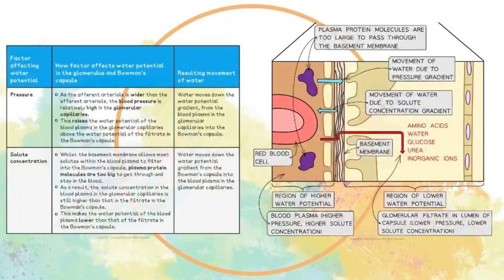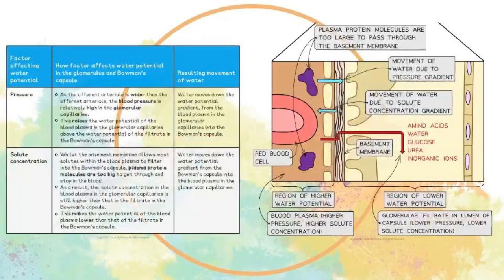But overall, generally, the effect of the pressure gradient is going to outweigh the effect of the solute gradient. So what that means is the net movement is still going to be from the capillaries into the Bowman's capsule. Therefore, the water potential of the blood plasma in the glomerulus is higher than the water potential of the filtrate in the Bowman's capsule. This means that as blood flows through the glomerulus, there's overall movement of water down the water potential gradient from the blood into the Bowman's capsule.